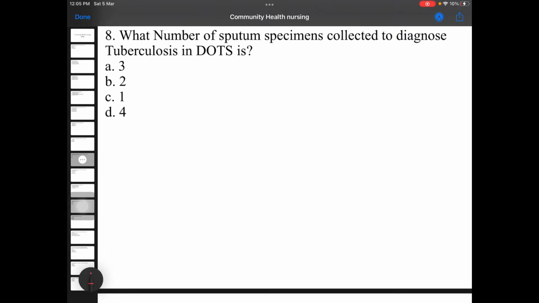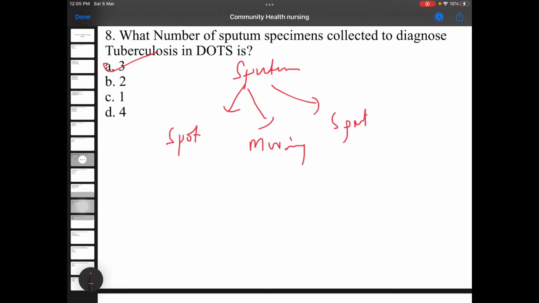Question number 8. What number of sputum specimens are collected to diagnose tuberculosis in DOTS? Option A, 3, option B, 2, option C, 1, option D, 4. So the correct option here is 3. In DOTS, we should collect 3 samples of sputum. First it's a spot sample, then after that a morning sample, then again a spot sample. 3 sputum samples are needed to diagnose tuberculosis in DOTS.